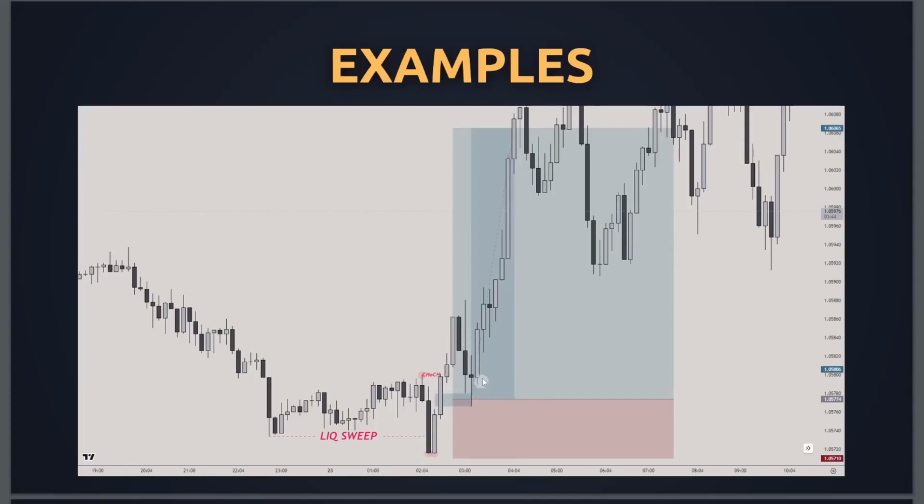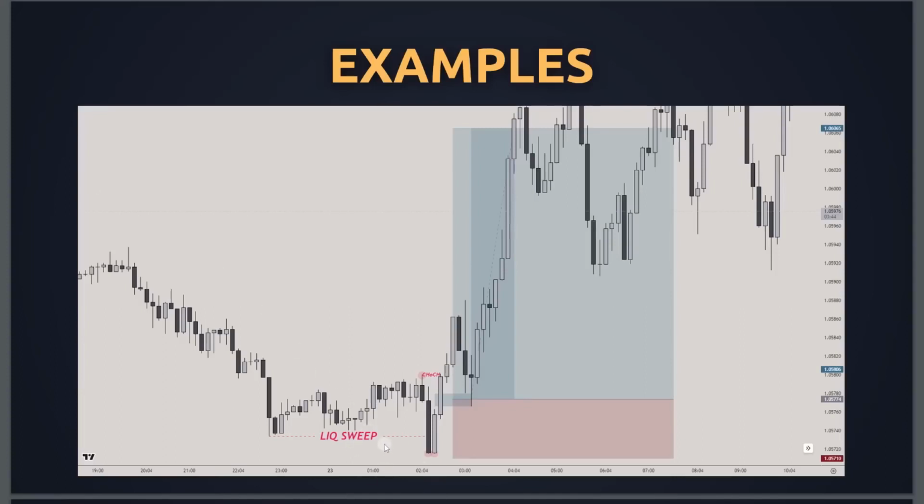And then price started going up, and you can target this high or you can target any previous high. You could target the previous day high, you could target the previous session high, all of those different levels of liquidity that we discussed. And I have a lot of videos about liquidity. You can also watch them to get more experience. But this is the most basic form of the 2022 mentorship model.